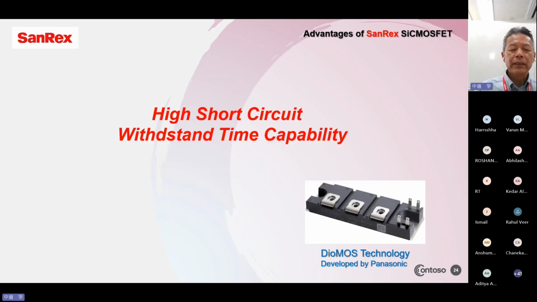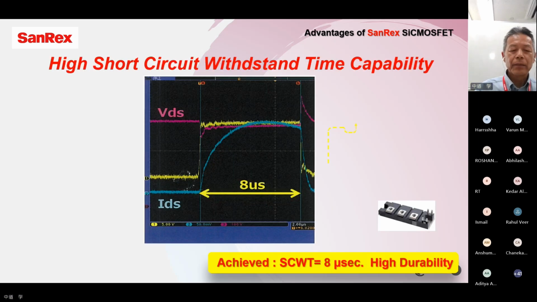Advantage number 3, high short circuit withstand time capability. Look at this photo. It shows the short circuit withstand time capability. Our silicon carbide MOSFET has 8 microseconds. But as far as I know, the market standard for other silicon carbide is only 3 or 4 microseconds. So our silicon carbide MOSFET has high durability.